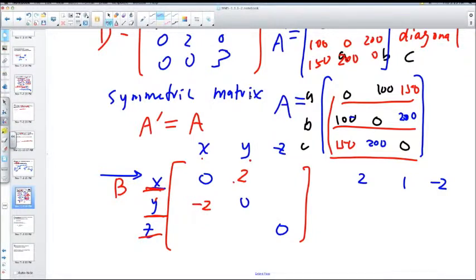And Z and X, X loses, Z wins. X gets a negative 2, and then Z gets a 2. All right? And if Y and Z had a tie, they both get 1 point. So obviously, this is not going to be symmetric. It's absolutely not symmetric.